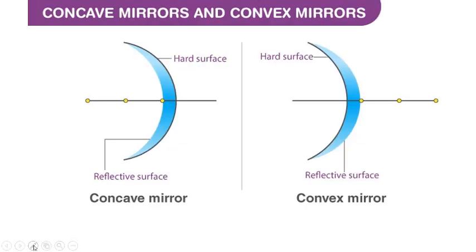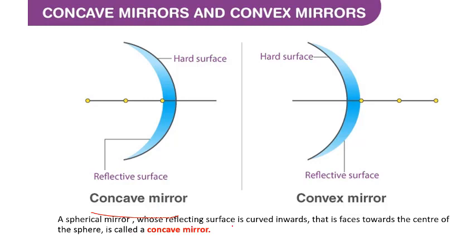Now see, first concave mirror. A spherical mirror whose reflecting surface is curved inwards. See, this is curved inwards. So you will enter through this. It is curved inwards. It is like a cave. See, this is a cave, and you are here. You are now going to enter the cave. So it is like a cave, and this part is blocked. So that is why it is called a concave mirror.